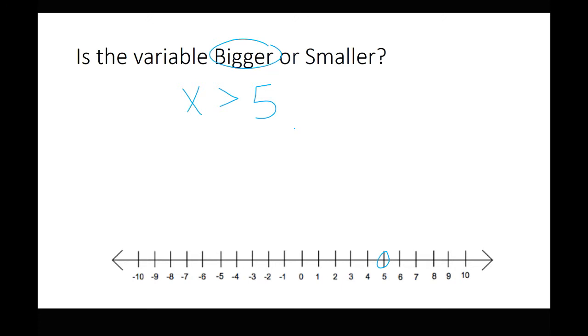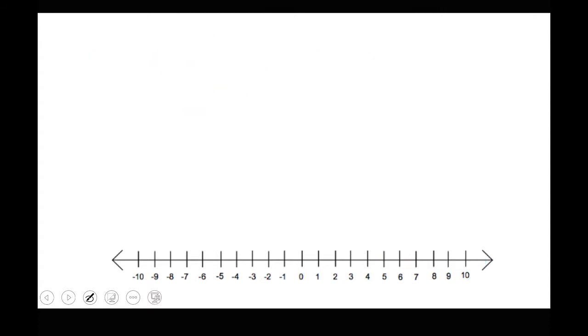And then if the variable is bigger, which it is in this case, you want to point to the numbers that are bigger than 5. So that would be 6, 7, 8, 9, 10 would be this direction. So everything in this direction, and we show that with an arrow. Pretty easy. Okay, so what about this one? This is where it maybe gets a little bit tricky.